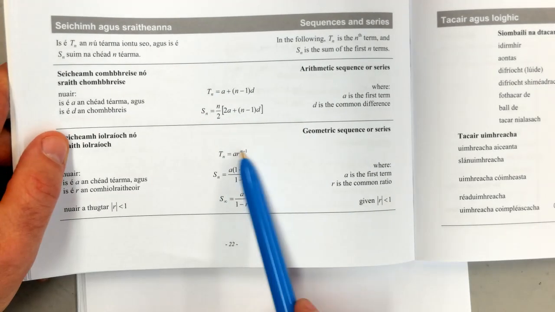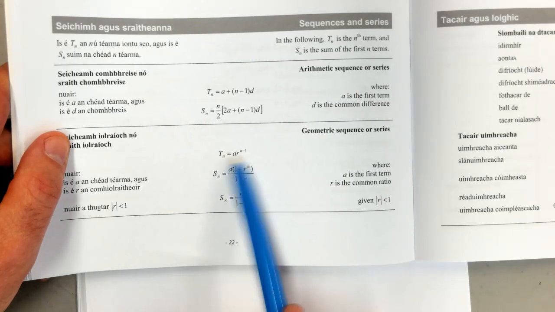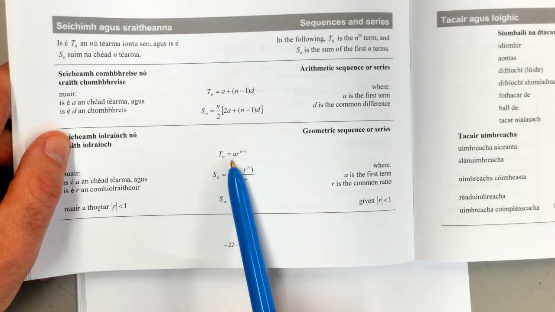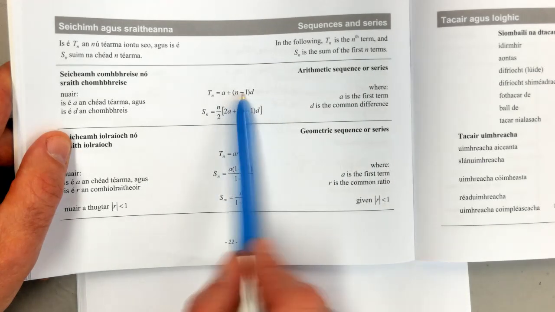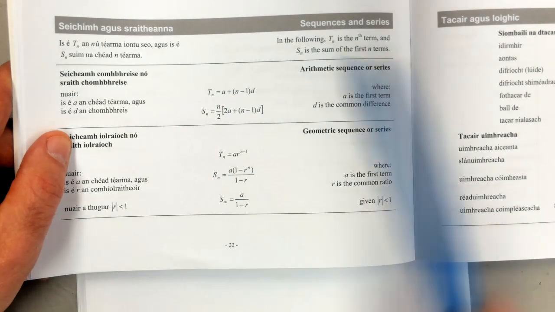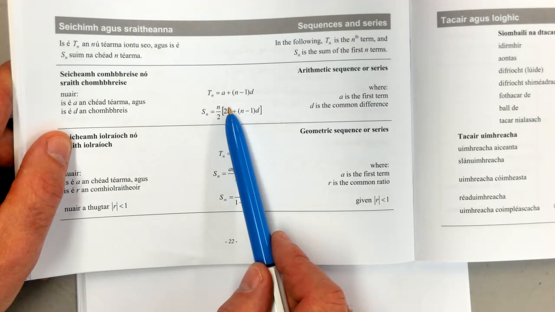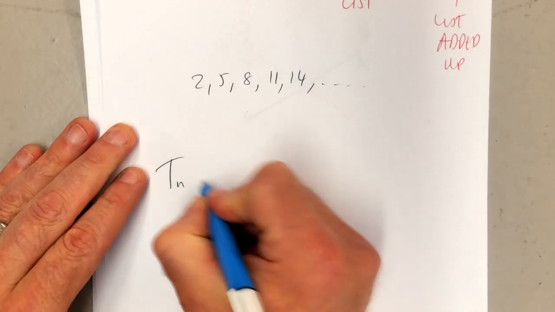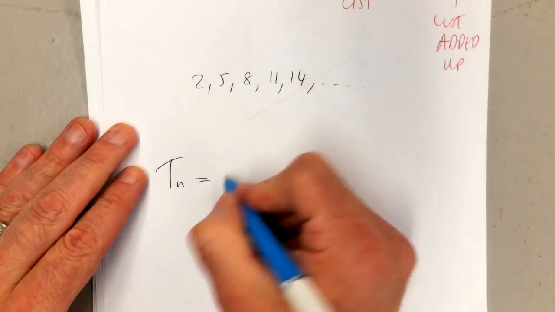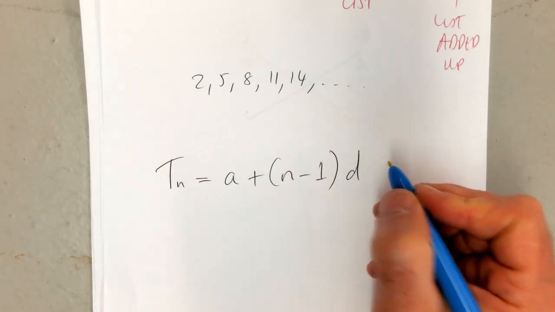Generally, all you need to remember for ordinary level is this. I think a bit of geometric comes up the odd time. It hasn't come up in years, but it can. So just be careful of that. But generally here, arithmetic sequence. This is for your sequences, finding out what position, and that's for your sum, adding stuff up. As I say, this is for your sequences, your lists: a plus n minus 1 times d.